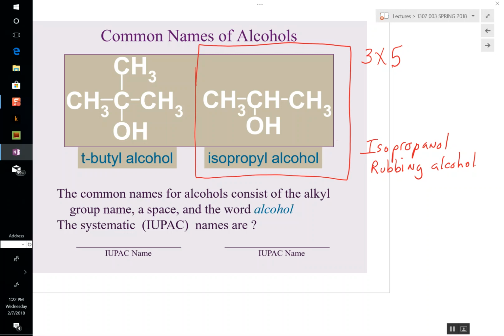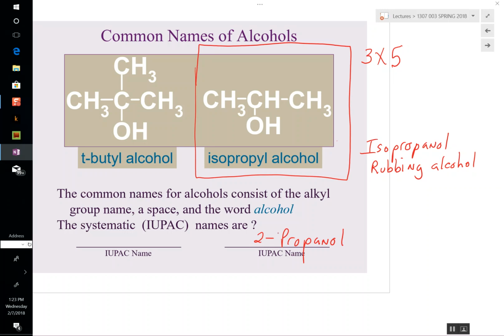What's the parent name of it? Propanol. This is the way to proceed through these. Longest chain is 3 carbons long, so the parent name is propanol. What else does it need? 2. The OH is on the second carbon, okay? So that is 2-propanol.